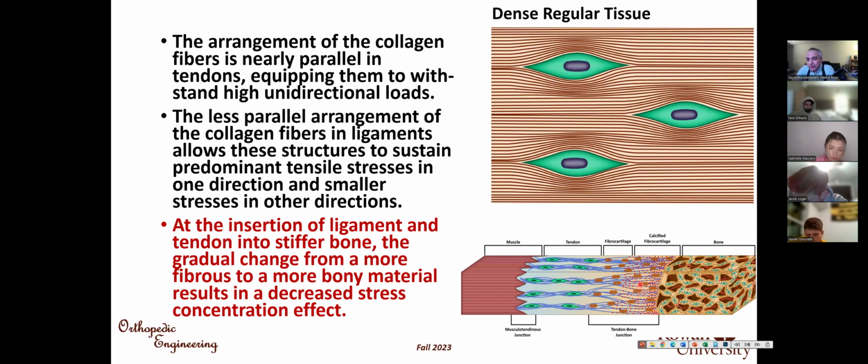Where the ligament and tendon attach to the bone, which we call the insertion site, you see from muscle, tendon, then they turn into fibrocartilage and calcified cartilage, and then bone. This gradual transition is for gradual transfer of load. And this gradual transfer of load and stress prevents sudden rupture when the property of the materials are changing from fibrocartilage to calcified cartilage, from calcified cartilage to bone.